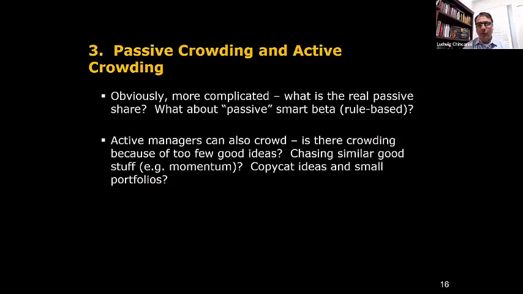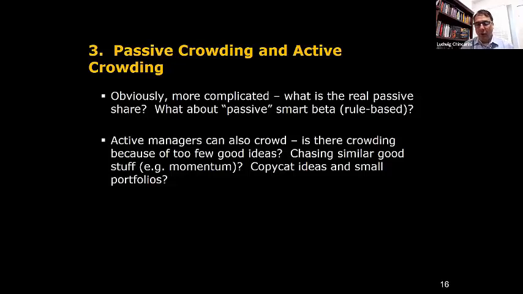Now, what is there crowding? This is a complicated issue, and even Inigo and his team touched on this, which is, what does passive mean? How do you count smart beta, for example? Is smart beta passive? And if it is, how does it net out?